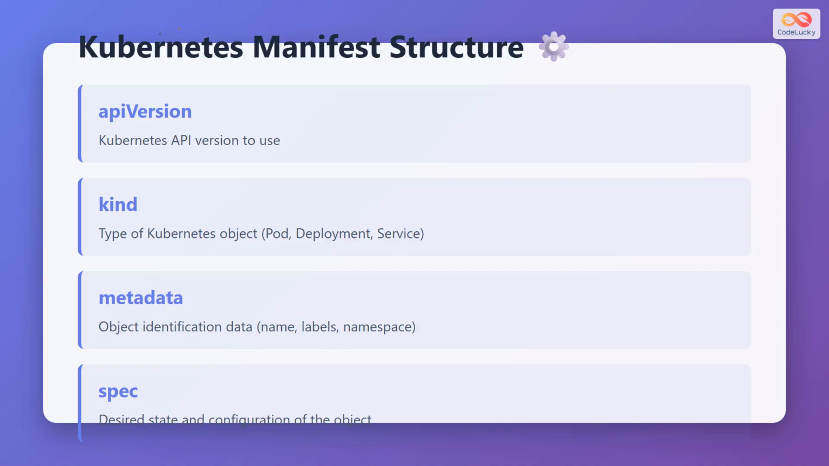Every Kubernetes manifest file follows a standard structure with 4 essential fields. The API version field specifies which version of the Kubernetes API you're using for this resource. The kind field defines the type of Kubernetes object you're creating, such as pod, deployment, or service. The metadata section contains identification information like the object's name, labels, and namespace. Finally, the spec section, short for specification, describes the desired state and configuration of your Kubernetes object. Understanding these 4 fields is fundamental to writing any Kubernetes manifest.